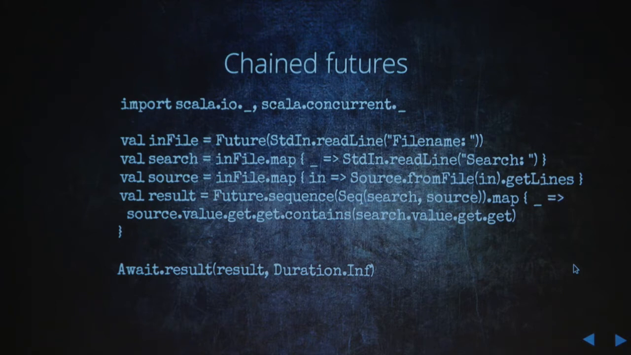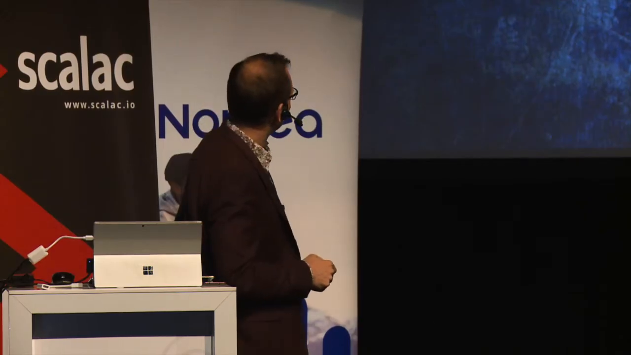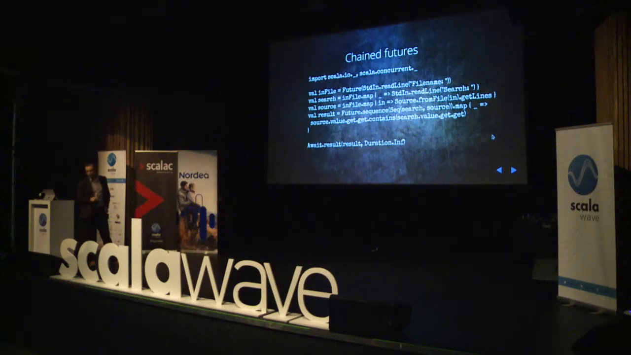That's fair enough. With the source file, when we're reading the source file, we just use get lines from the standard library. We do actually need the file name. We need that file in there. We use it to get the file, which is maybe more familiar with many uses of map. And then finally, this is the difficult or the interesting bit. We want to check whether the result of the source future contains the result of the search future.